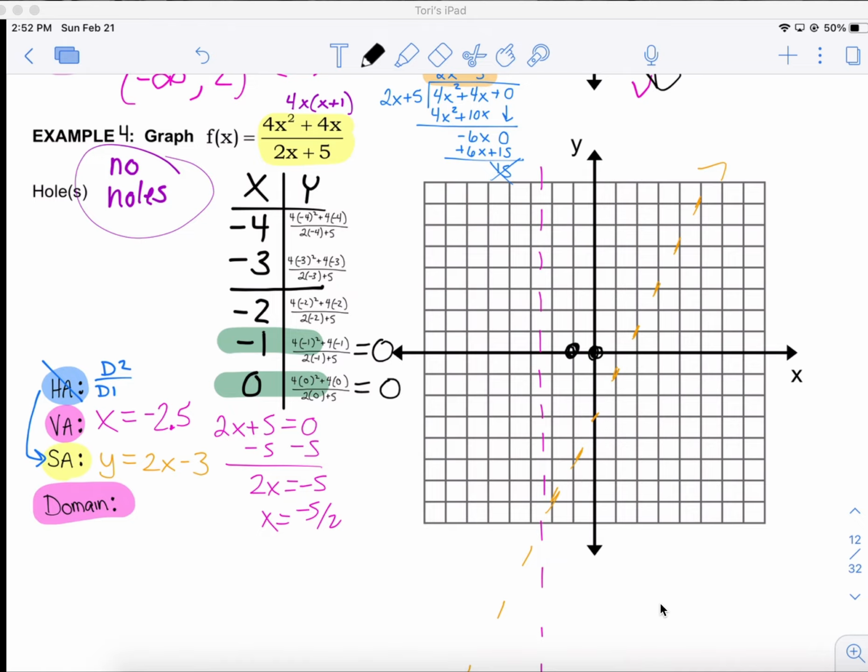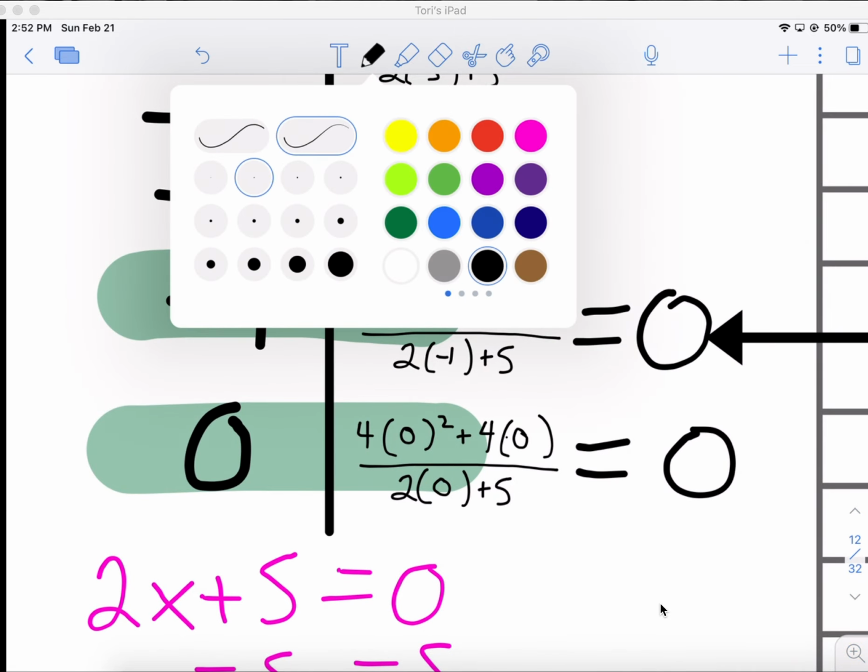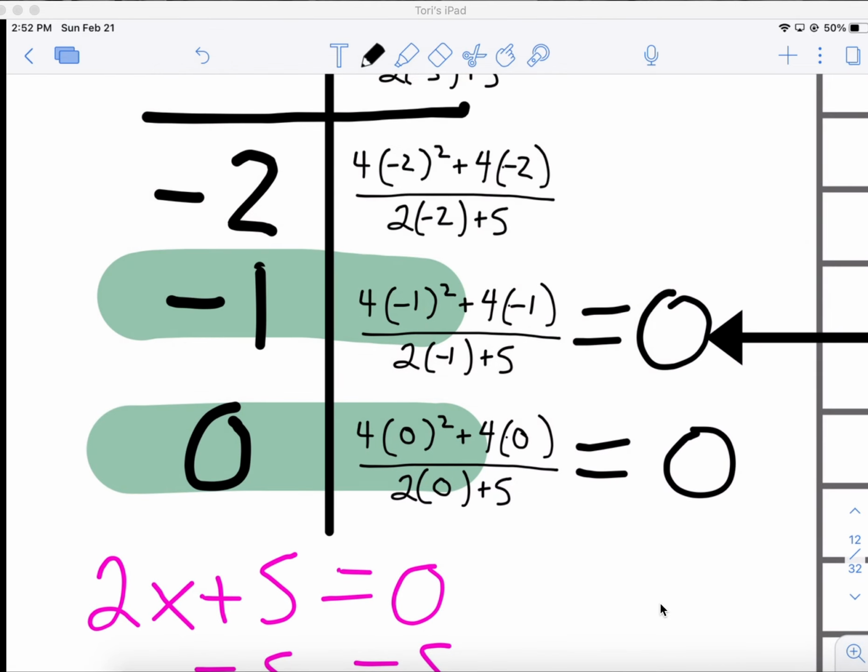Let's do negative 2. Okay, so negative 2 squared is 4. 4 times 4 is 16, minus 8. And then on the bottom, we've got negative 4 plus 5, which is 1. 8 over 1 is 8.